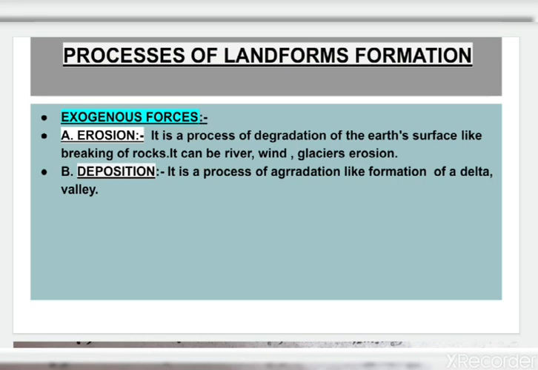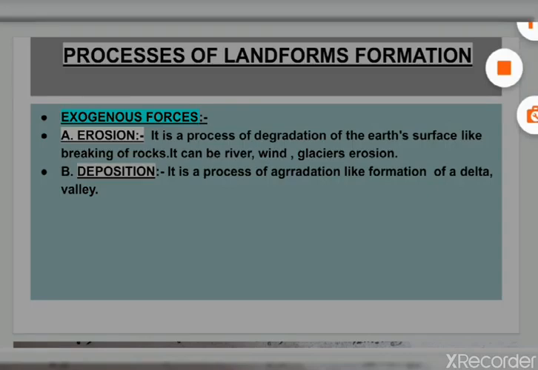Next, exogenous forces: we will learn about erosion and deposition. What is erosion? It is a process of degradation of the earth's surface, like breaking of rocks. Erosion can be river erosion, wind erosion or glacial erosion. Deposition is a process of aggradation, like formation of a delta or valley. Remember, in the erosional process the height of a landform decreases because rocks are being broken, whereas in deposition, all the eroded materials are deposited to form landforms like deltas and valleys.